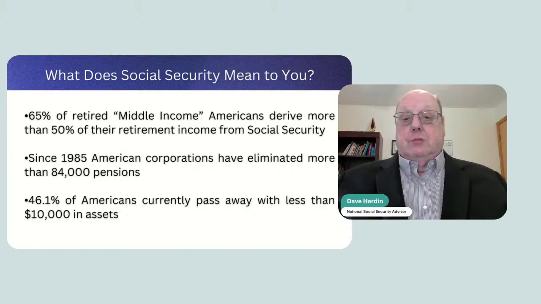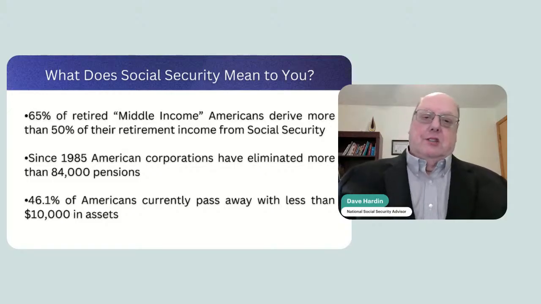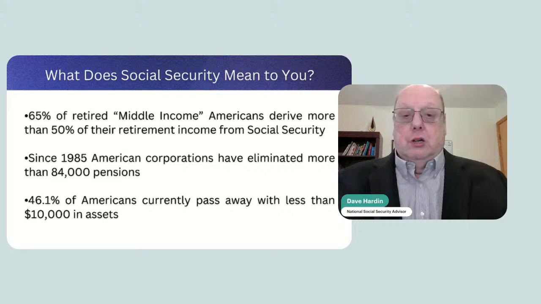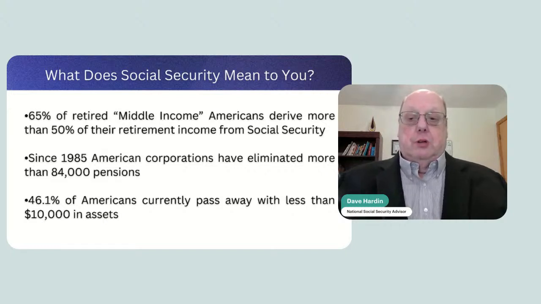Now, that's interesting, but maybe more interesting is 65% of us, middle income Americans, you and me, derive more than 50% of our retirement income from Social Security. This is middle America. This isn't Elon Musk, the first trillionaire, but it's not the guy down at the homeless shelter either. This is people that worked most of their lives and have some form of retirement one way or the other. They have Social Security, but Social Security is a huge part of their retirement.